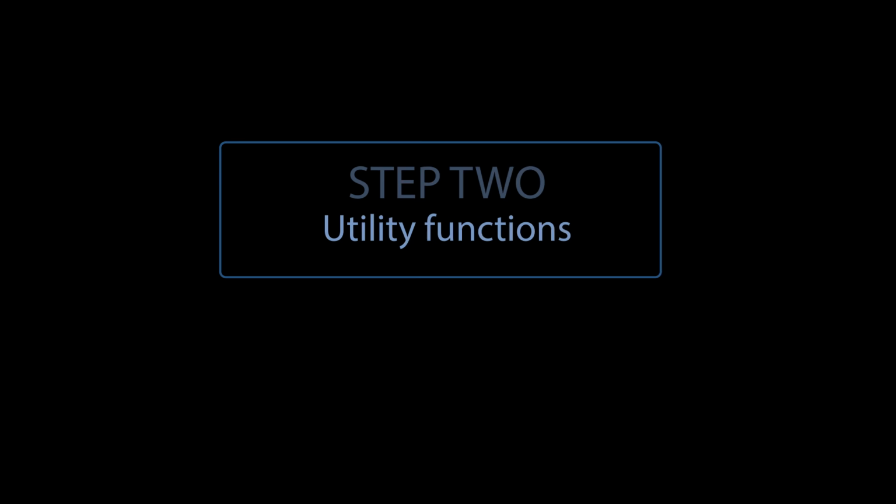Step 2. Utility functions. So the next step has to do with utility functions, because when you define data types, you will automatically come to think about different types of small functions that will need to perform some very specific action. I can give an example.